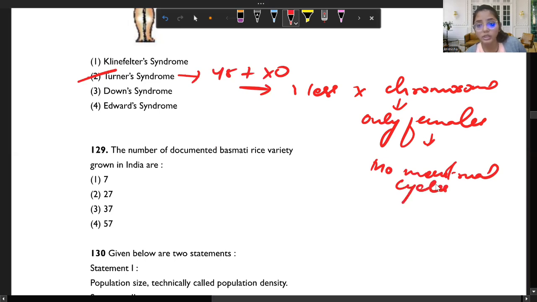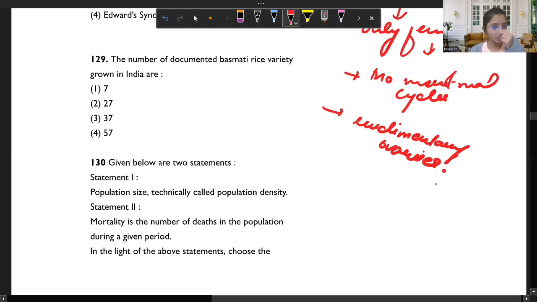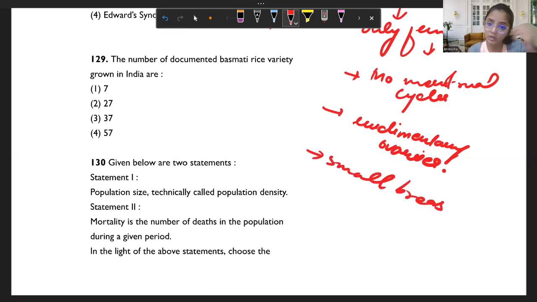They have no menstrual cycles, rudimentary ovaries, etc. Okay. So the answer to question 128 is option number 2, which is Turner syndrome, which is caused by absence of one X chromosome. People with Turner syndrome have genotype 45 plus XO. They cannot reproduce. They have rudimentary ovaries, small breasts, male pattern hair, etc. Okay.